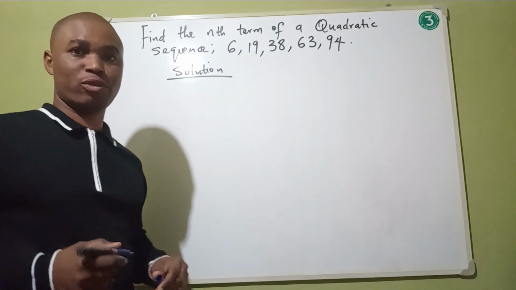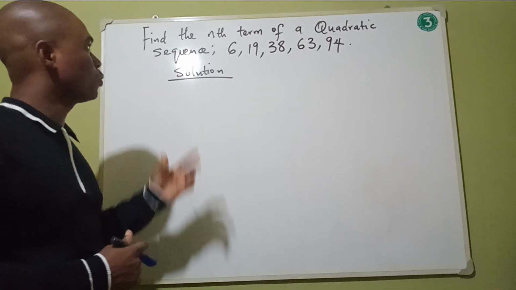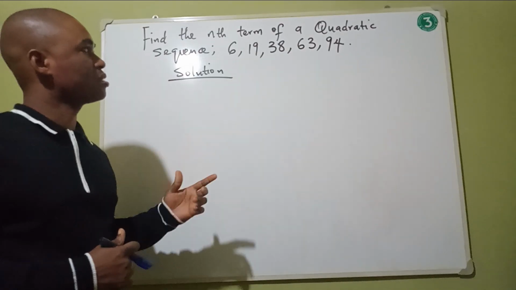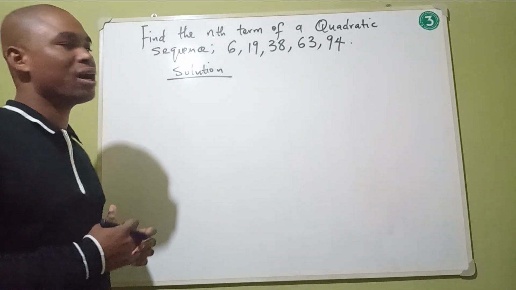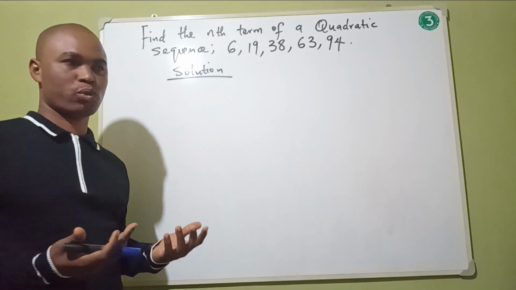Yeah, good day everyone. Now, once we solve this question, once we find the nth term of a quadratic sequence, 6, 19, 38, 63, 94.